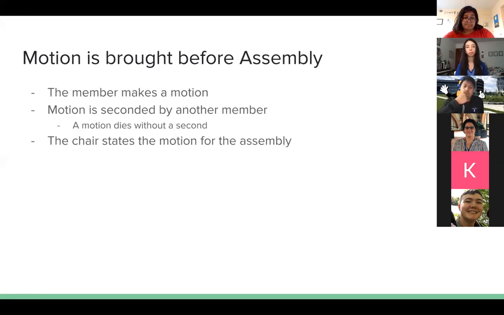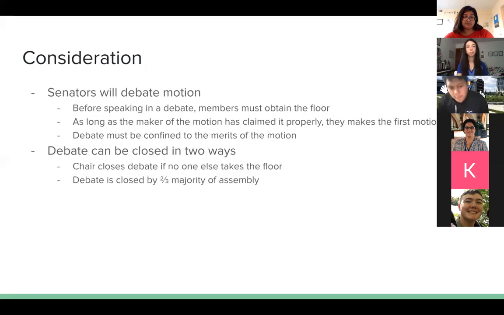Then next, you'll bring the motion before the assembly. This motion must be seconded for discussion, and then the chair will state the motion for the assembly. Then the motion will be debated by the senators. Once again, before debating, the senator must obtain the floor.